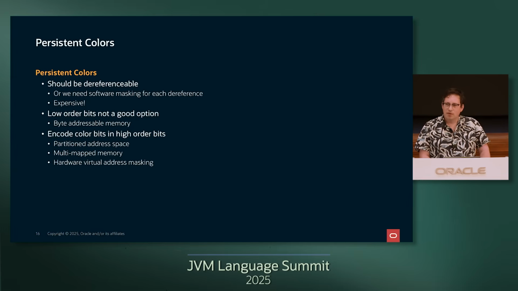You don't want to do software masking with your colors, because that has a significant performance overhead. So instead, what you do is you encode the color bits in high order bits and try to inject yourself into this virtual addressing machinery that I was talking about. There are different ways of doing that. You can have multi-map memory. You can use hardware address masking in the CPU itself. And you can also try to partition the address space and encode color properties using addresses.